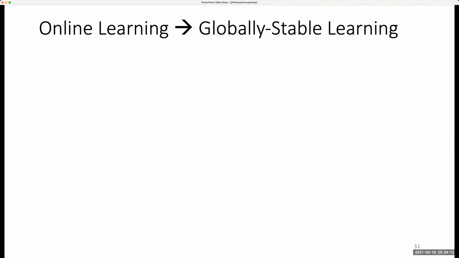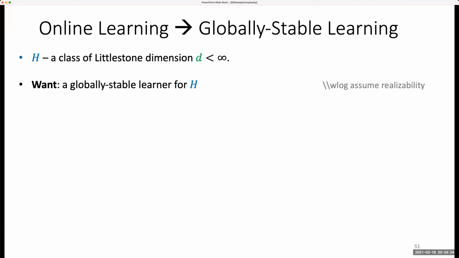Okay, so this is the last slide of the overview, I think. So how do we get from online learning to global stability? We have a class of Littlestone dimension D, and what we want is a globally stable learner for H. And as we said, we assume realizability, so we assume that the examples are labeled by a function in the class. So the key idea is that we have an online learner for H. And in the realizable setting, this online learner is guaranteed to make at most D mistakes. This will be the key property.